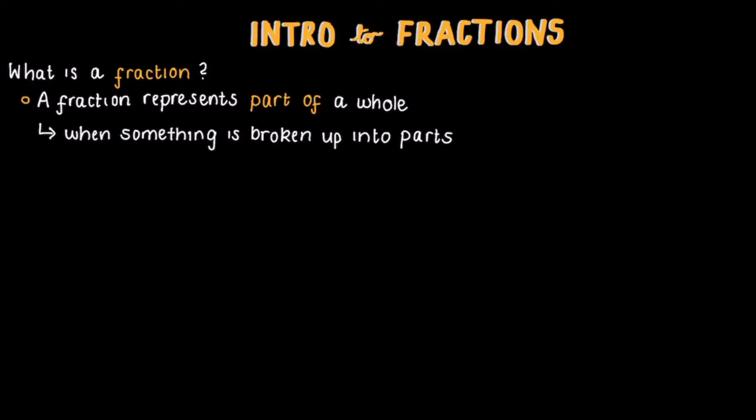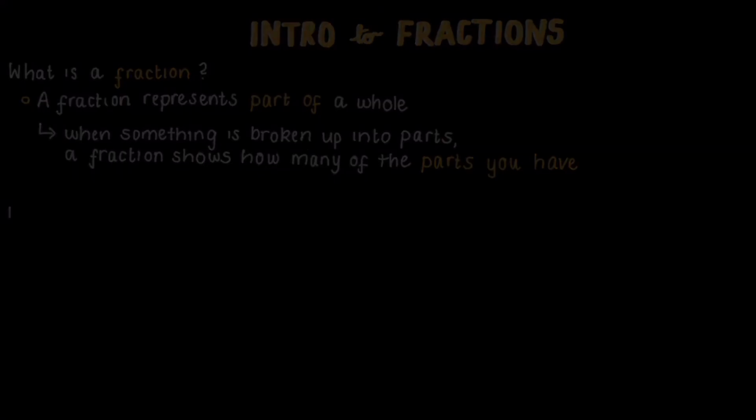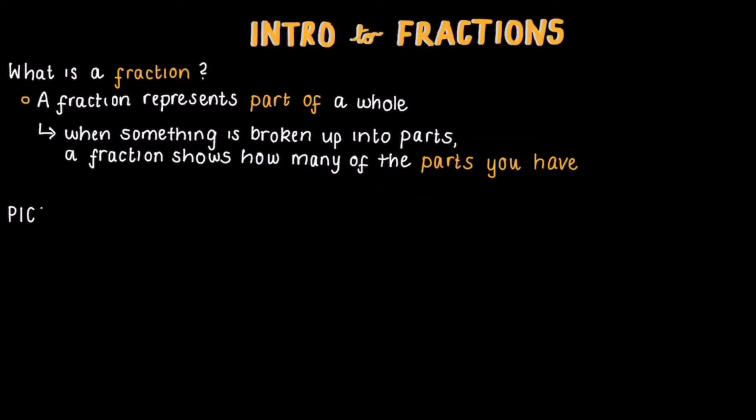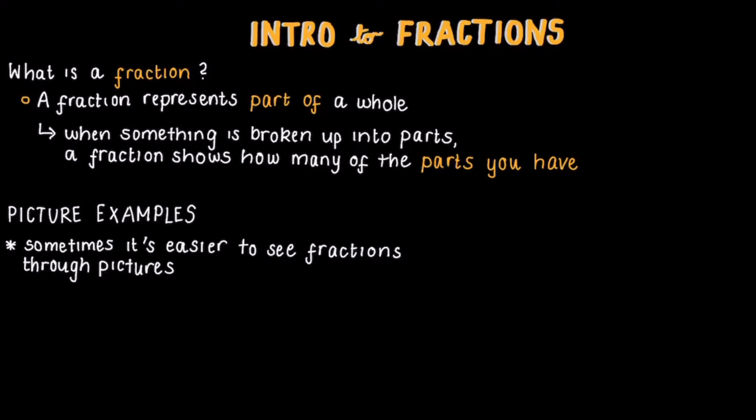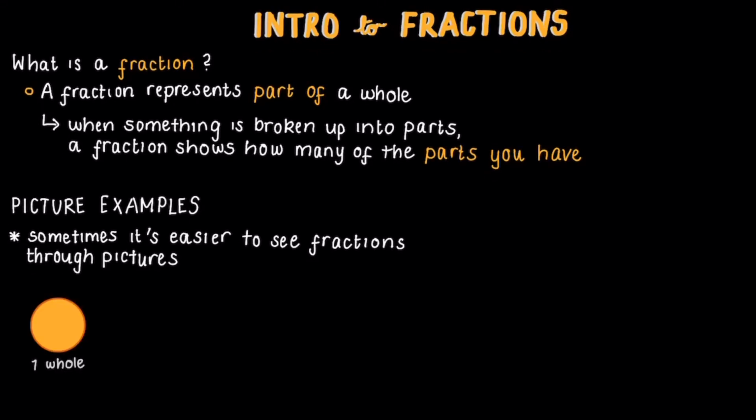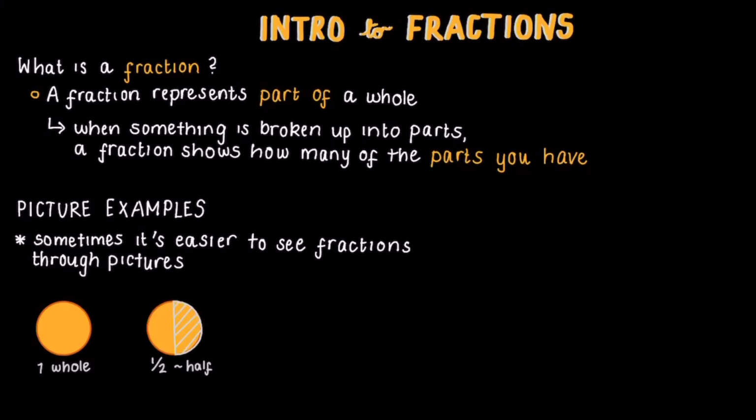So it's when something is broken up into different parts and the fraction shows you how many of the parts you have. So we're going to use a few picture examples to help us visualize what fractions actually look like. So let's have a look at this circle. We call this one whole because it hasn't been split into any different pieces, nothing's been taken away, and it's all together. Now the next circle, we call it one half.